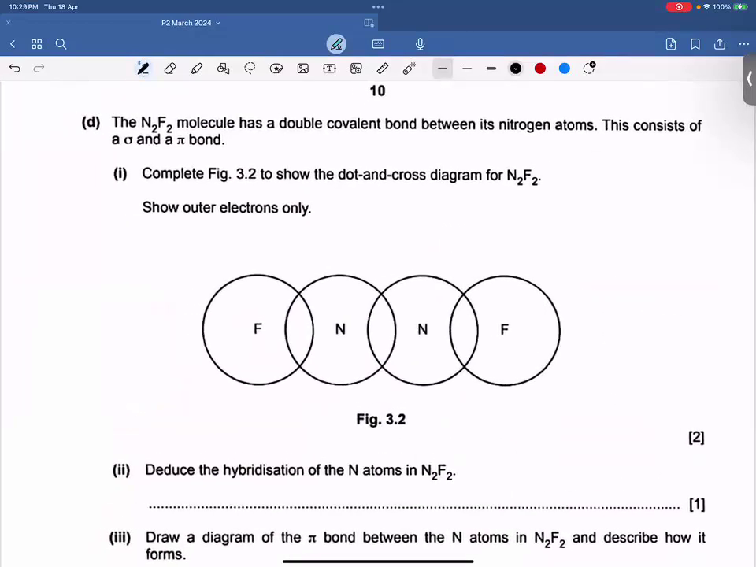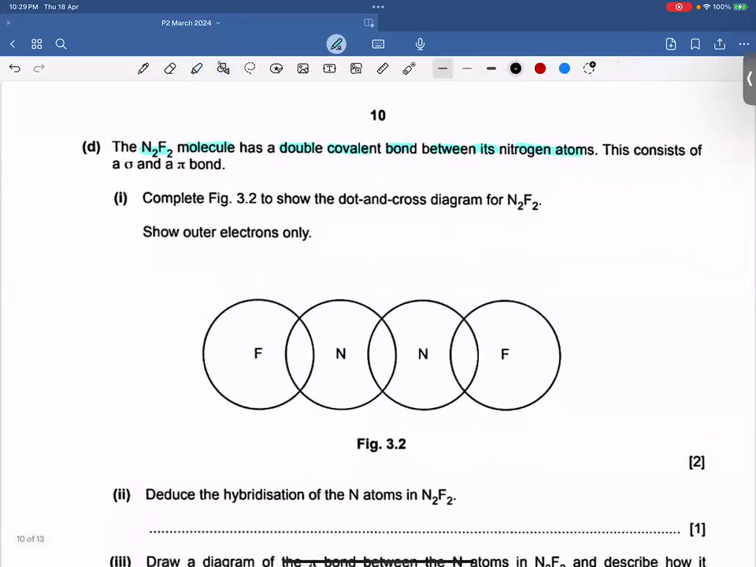Part D. N2F2 molecule has a double covalent bond between its nitrogen atoms. So the examiner is saying that we have a molecule N2F2, and in that both the nitrogen atoms have a double bond between them, and obviously fluorine belongs to group 17, and all group 17 elements form one covalent bond. So technically it has to be one fluorine atom with each nitrogen atom. Okay, so that's the structure the examiner is talking about.